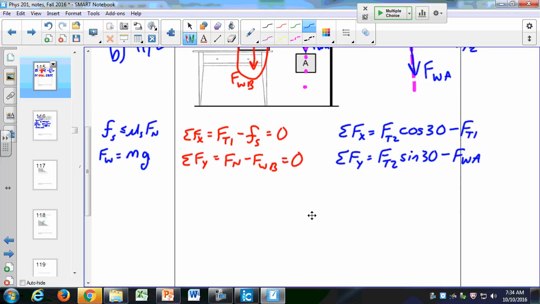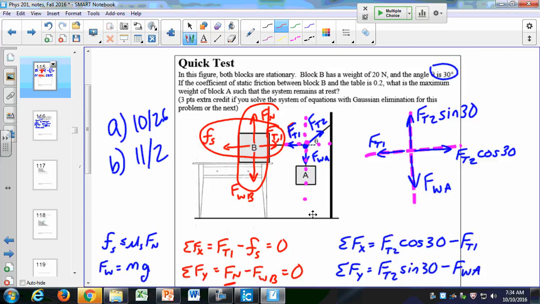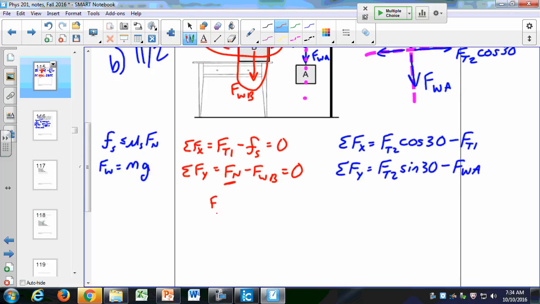I can figure out what the normal force is right here, because I know that the weight of that object B is 20 newtons. So Fn is equal to Fwb, and that's equal to 20 newtons. That comes only from the sum of the forces in the y direction. And then that's going to be sort of the end of what we use that equation for, that the normal force is equal to 20 newtons.